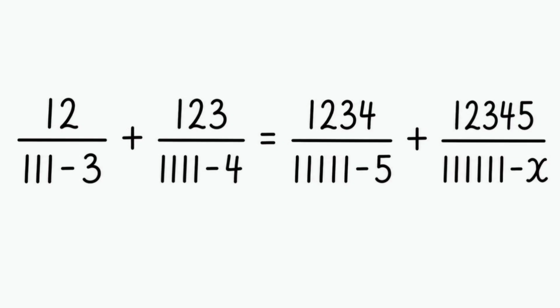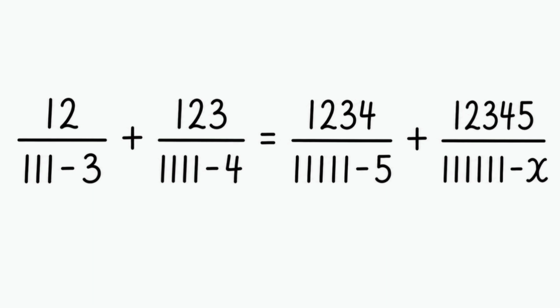Can you solve this fractional equation that we have on the board? Our goal is to find the value of x in 12 divided by 111 minus 3 plus 123 divided by 1111 minus 4 equals 1234 divided by 11,111 minus 5 plus 12,345 divided by 111,111 minus x. To solve this question, it's simple.